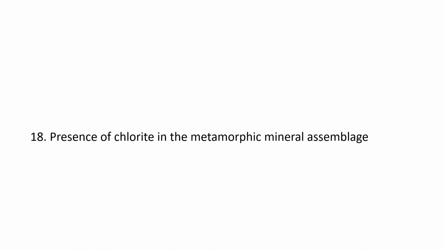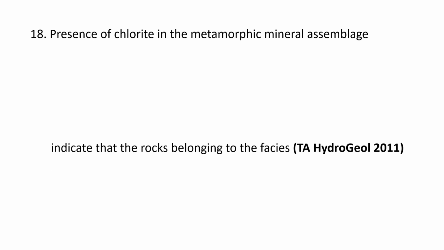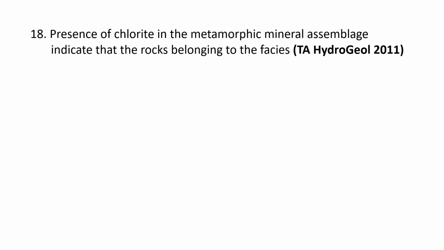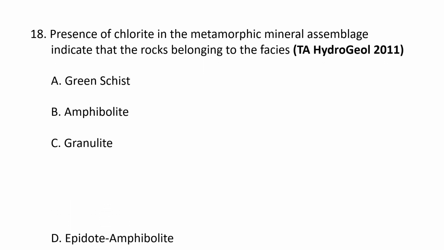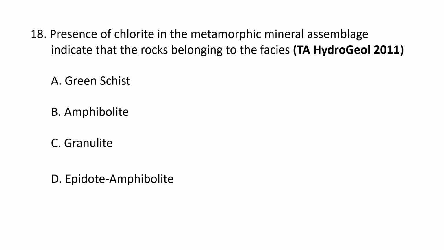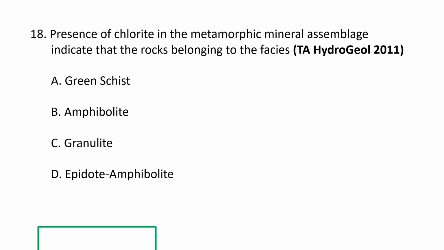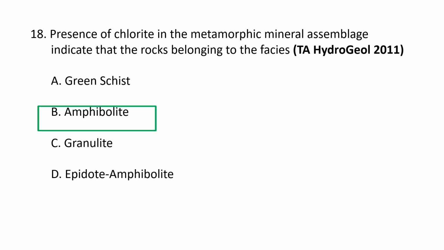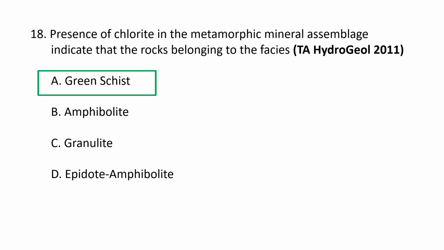Next question. The presence of chlorite in the metamorphic mineral assemblage indicates that the rocks belong to the facies A. greenschist, B. amphibolite, C. granulite, and D. epidote amphibolite. So the correct option is A. greenschist. The presence of chlorite in a metamorphic rock indicates that the rock is a greenschist, and chlorite is a common mineral in the greenschist, a type of metamorphic rock that's characterized by its green color.